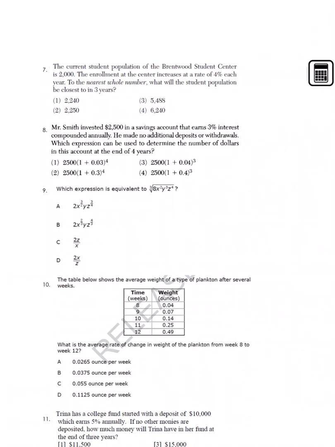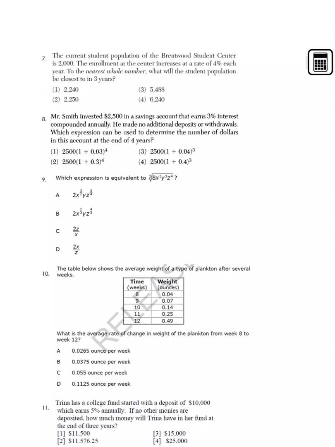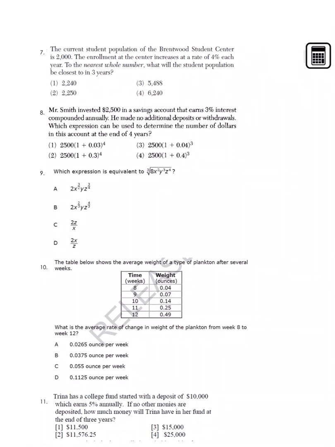Okay, taking a look here at number 7. The current student population of Brentwood Student Center in 2000, the enrollment at the center increases at the rate of 4% in each year. To the nearest whole number, what will be the student population closest to in 3 years? So, a couple keywords: we know that it is increasing, so that's going to be an exponential growth. And I knew it was exponential because it said the rate of 4%. Okay, so what is the initial? So it started out at 2,000.